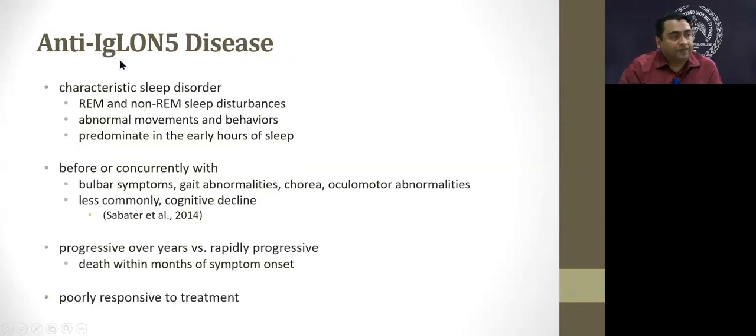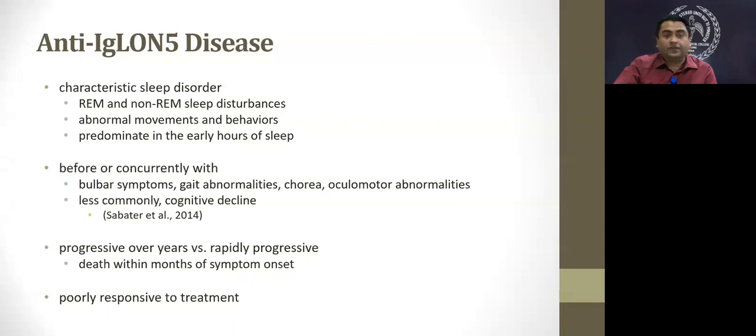Going on to IgLON5 disease. There is a characteristic sleep disorder associated with REM or non-REM sleep disturbance, along with abnormal movements and behaviors, usually predominant in the early hours of sleep. It can occur before or concurrently with bulbar symptoms, gait abnormalities, chorea, and oculomotor abnormalities, and less commonly with cognitive decline.